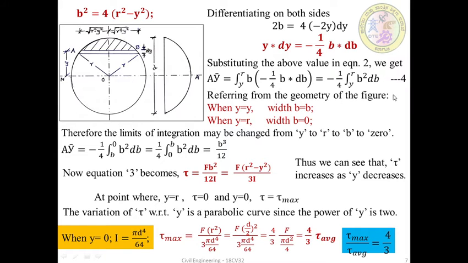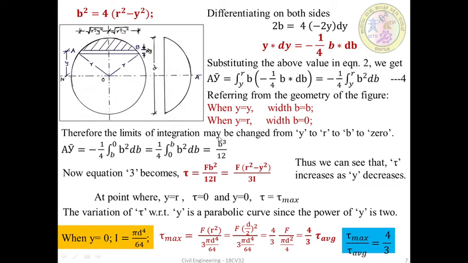Referring to the geometry of the figure, we can see that the breadth of the section will be maximum when y is equal to 0. Similarly, when y is equal to r, the width b is equal to 0. When the strip is converging to this point, that is when y is equal to r, the breadth of the strip will become 0.